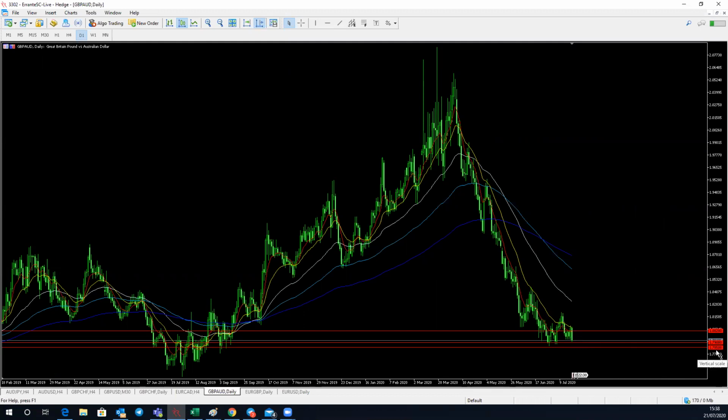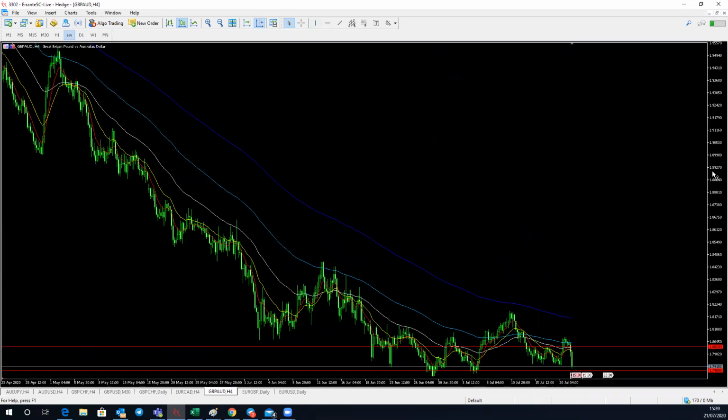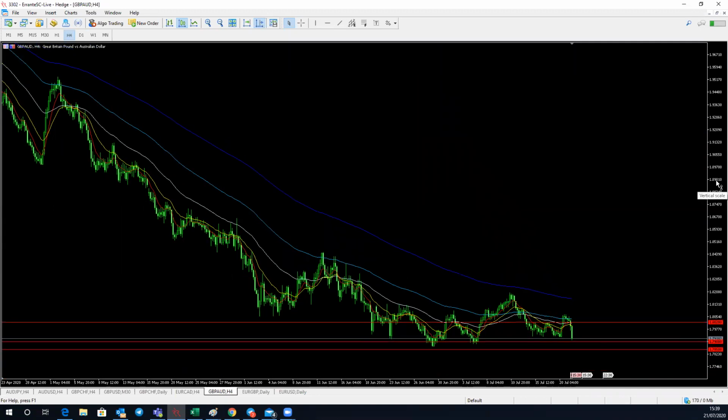So 1.7840 would actually be a bit better for the GBP AUD. So what we do now, since we are looking at just the trend side of it on the daily chart, is go onto the lower time frame, like the 4-hour. Here on the 4-hour, we can see that it is still the same case. We've got all the support here. So price needs to go under these supports first before we consider any more selling.